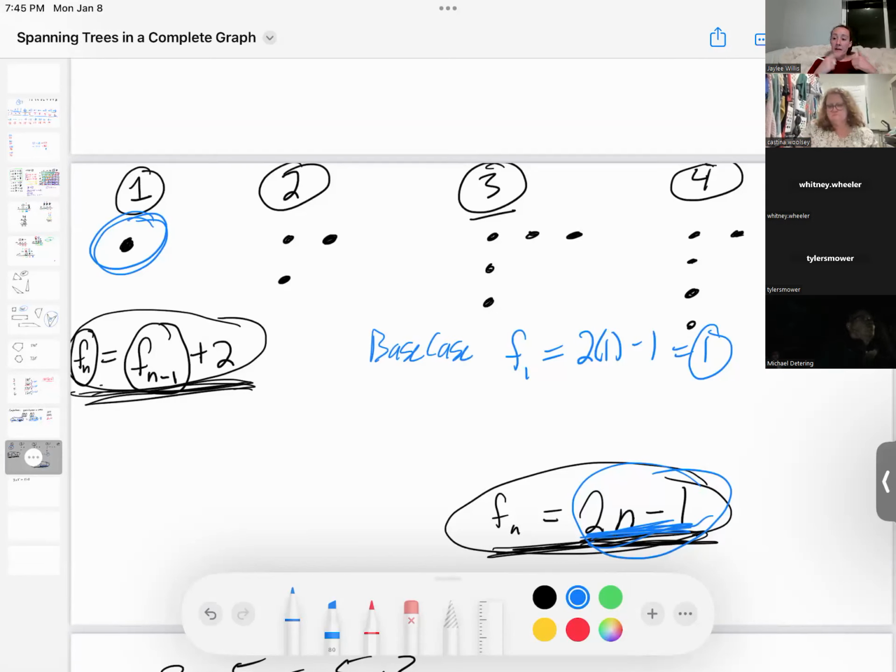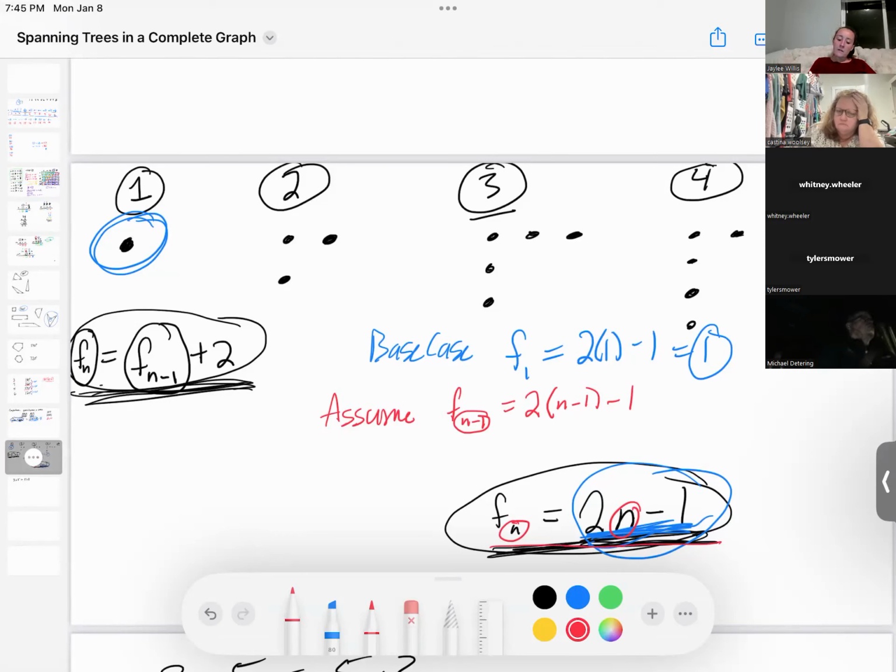And then the next thing that you do is you assume that your conjecture is correct for the term right before the nth term. So we are going to assume, based on fact, that the term right before the nth term equals 2 times n minus 1, because I'm basically just plugging in n minus 1 for my conjecture. And I'm assuming that that's true. And using that assumption, I want to prove that my conjecture is true for the nth term.